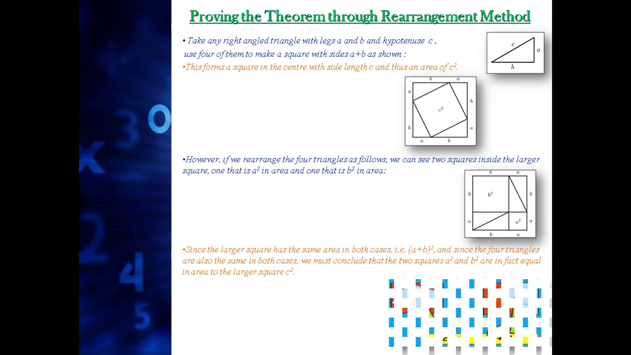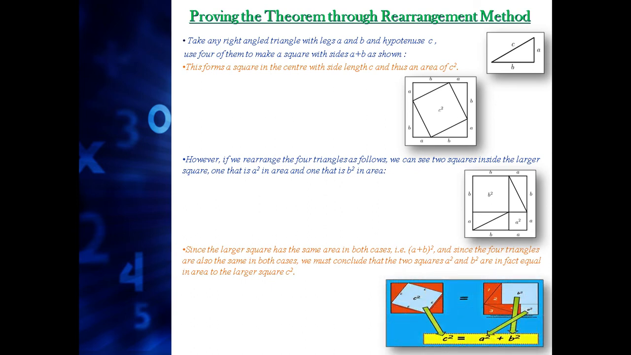Since the larger square has the same area in both cases, that is (a plus b) whole square, and since the 4 triangles are also the same in both cases, we must conclude that the two squares, a square and b square, are in fact equal in area to the larger square, c square. Thus, a square plus b square equals c square.